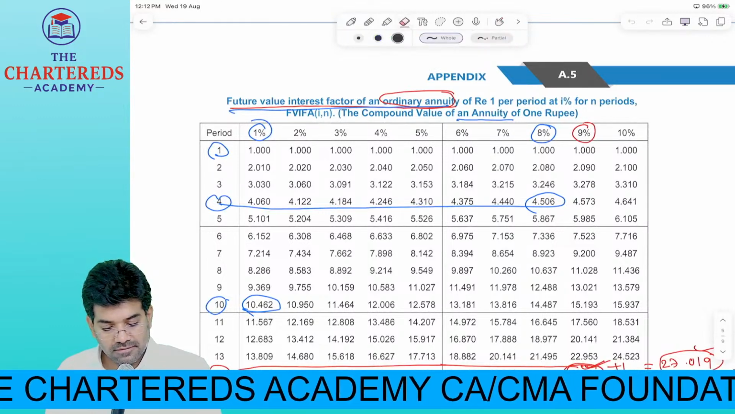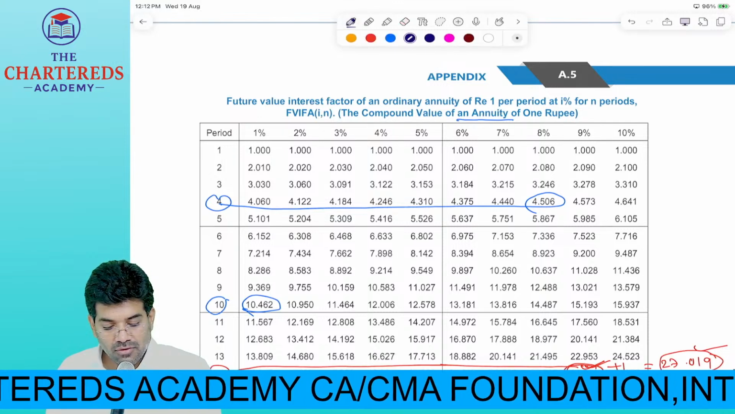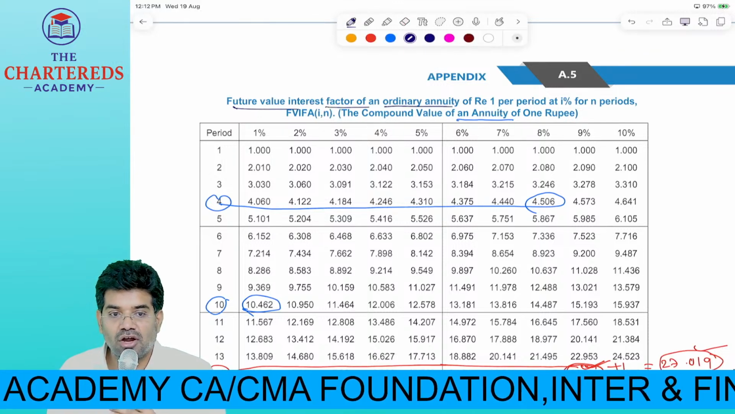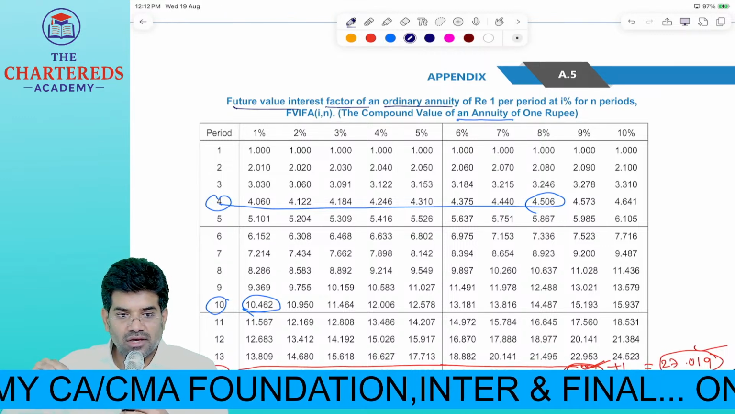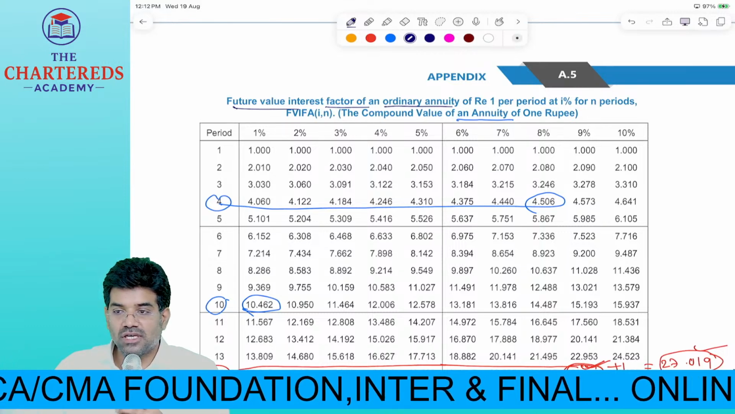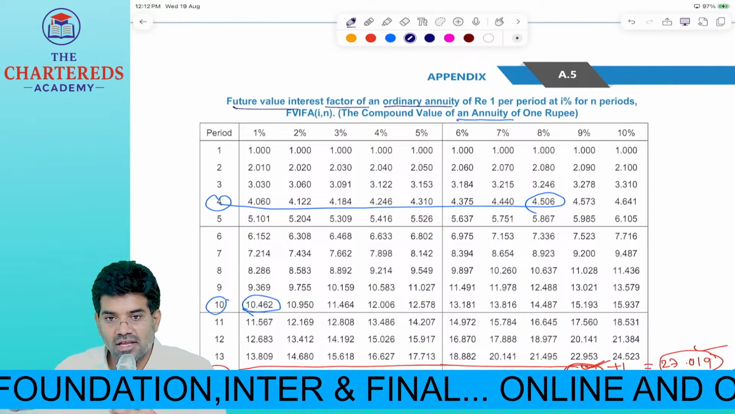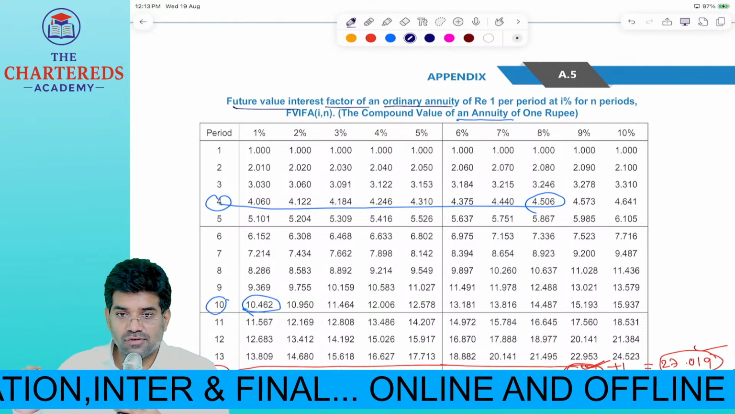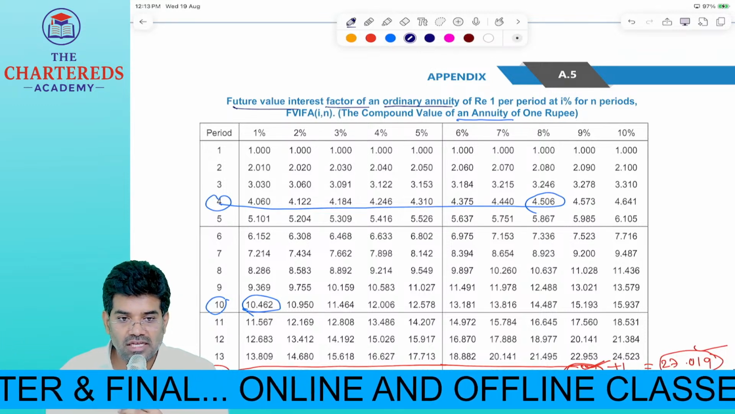చూడండి ఇక్కడ పేరేముంది దీనికి? What is the name of this table? Future value interest factor of an ordinary annuity. Ordinary means what I told you, end of the year. If nothing is given in the question, we always assume that cash flows occur at the end of the period only, and that means we always assume it is ordinary only. In general, cash flows will occur at the end of the period only assumption.